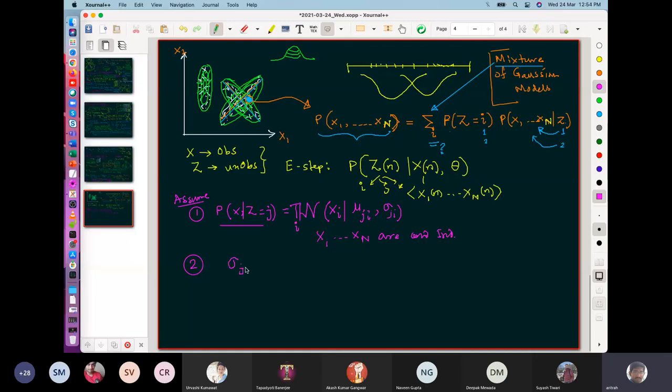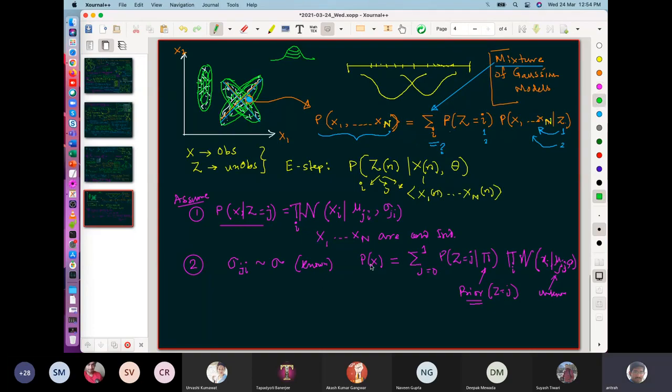The second assumption they make in this formulation is that their sigma ji's are equal and known. So what is the unknown part in getting a point? Suppose there are two Gaussians, 0 and 1. Then this is the probability of z equal to j, the prior probability of z equal to j. This is the prior into, since it is an independent distribution, the product over n of xi given mu ji and sigma. This one is also unknown.